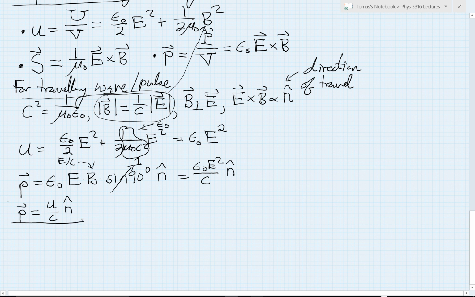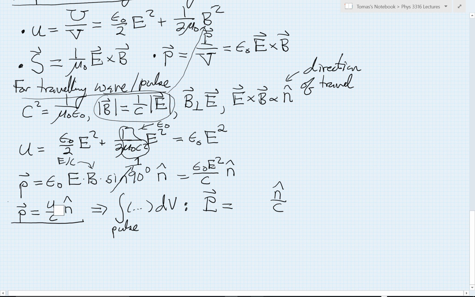Very interesting result. Next thing I can do with this, now that I have this, is integrate both sides of my equation. Each side I will integrate over the volume, say, of my pulse. When I integrate the momentum density over the volume of my pulse, of course, that just gives me the total momentum of my pulse. So the total momentum of my pulse will equal, when I integrate the right-hand side, the direction of travel is constant and c is constant, so I have these two constants I can pull out. There will be an n hat over c.